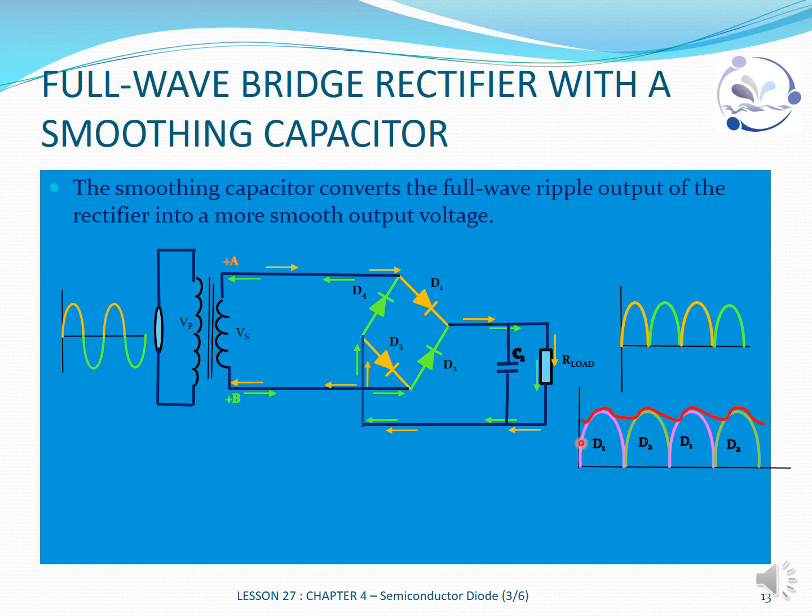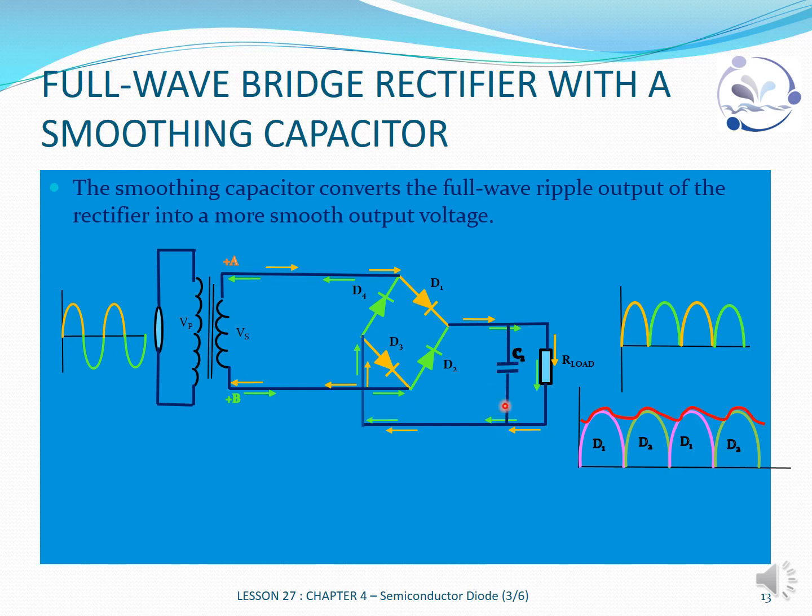So because this one is also a full wave, it's even much better than the center tap because it has four diodes. The discharging time is much less than even that of the center tap. Hence, the bridge rectifier is the one that is most commonly used for power supply.